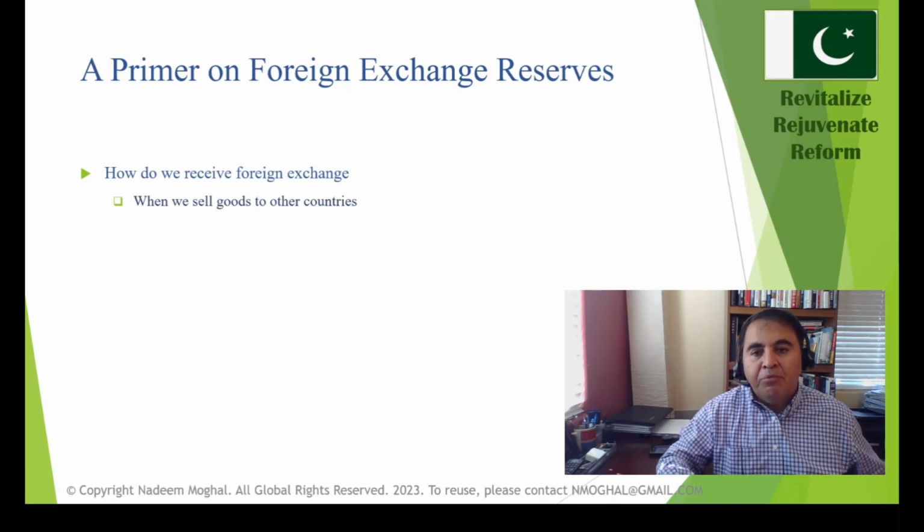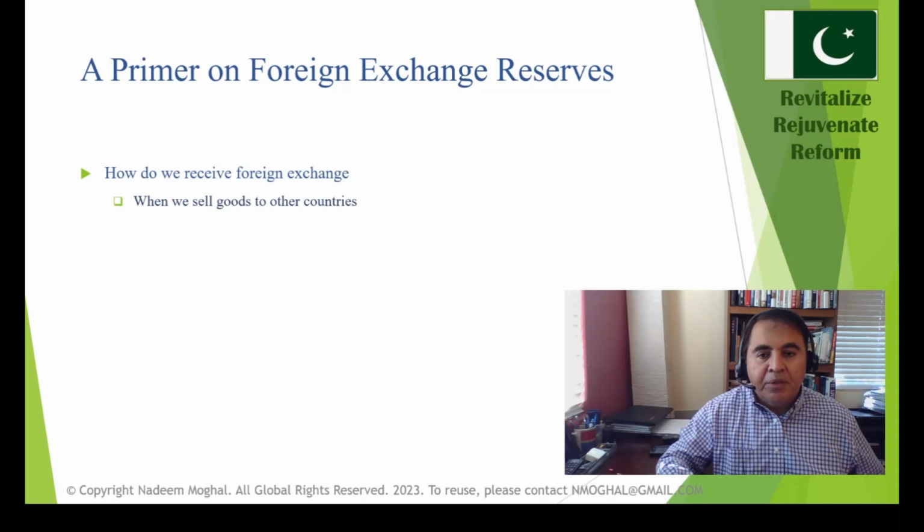The first item obviously is when you sell goods to other countries. Clearly, the more items you have to sell, the more manufacturing you've got going on, the more demand other countries have for what you're producing, the better position you are in to sell these items to foreign countries, and they of course pay you in dollars.